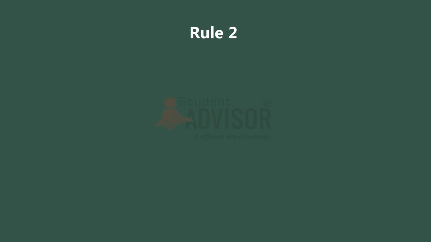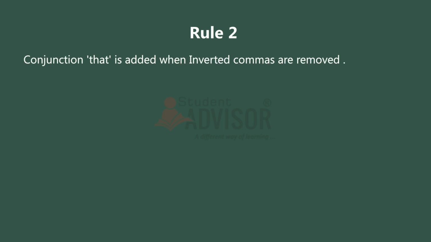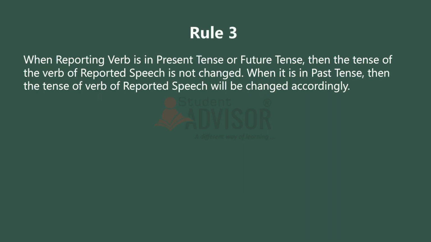Rule 2. Conjunction that is added when inverted commas are removed. Rule 3. When reporting verb is in present tense or future tense, then the tense of the verb of reported speech is not changed. When it is in past tense, then the tense of the verb of reported speech will be changed accordingly.